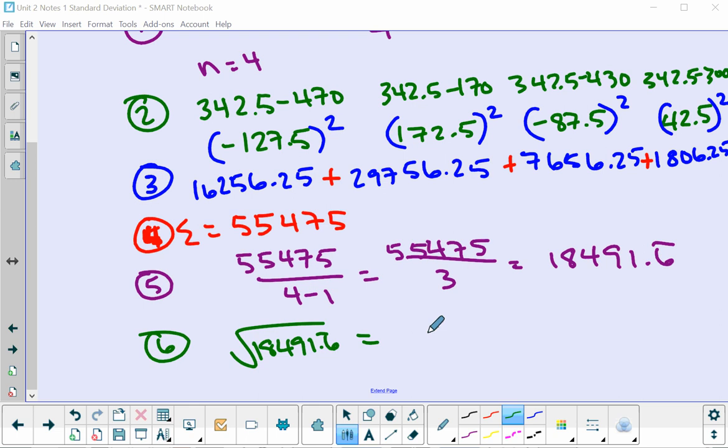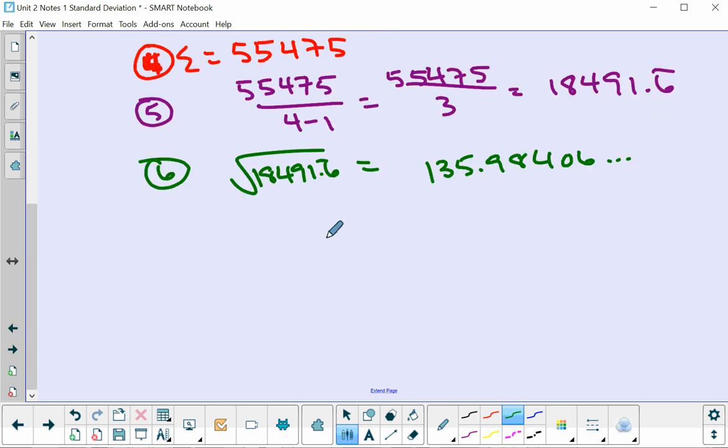So my standard deviation here is 135.98406... If I round that, that's my standard deviation symbol, that's that lowercase sigma.